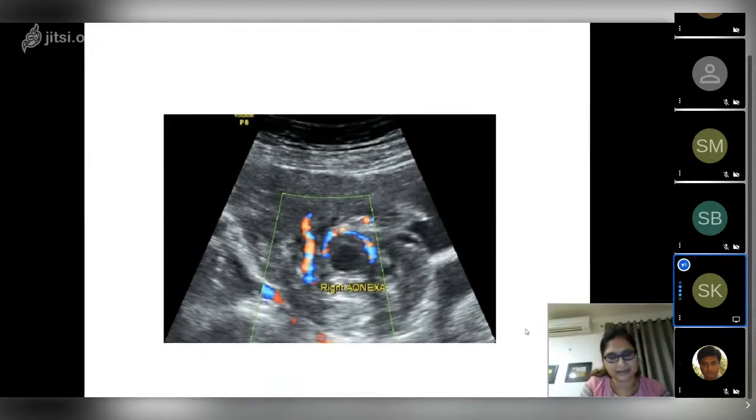So you're clear, right? See, transvaginal sonography is actually the preferred one. Though the patient will have some amount of tenderness, we would prefer that before we go for a transabdominal.